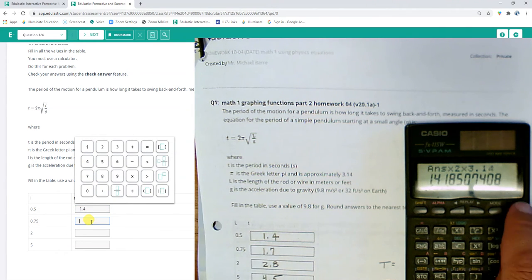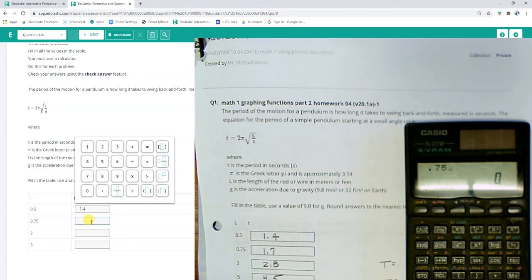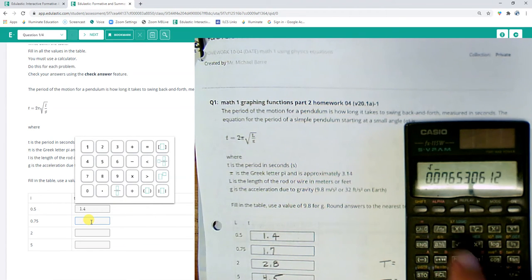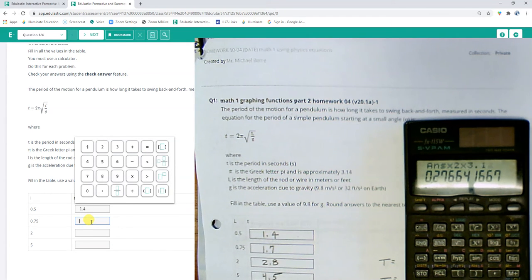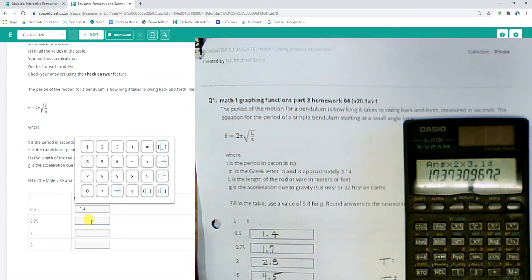I take my 0.75 and divide it by my 9.8. Boom. I take the square root of that, multiply it by 2, multiply it by pi. I get 1.7. I do it again.